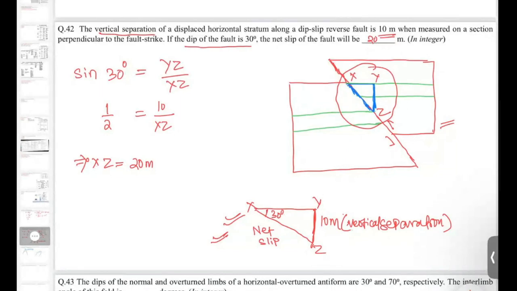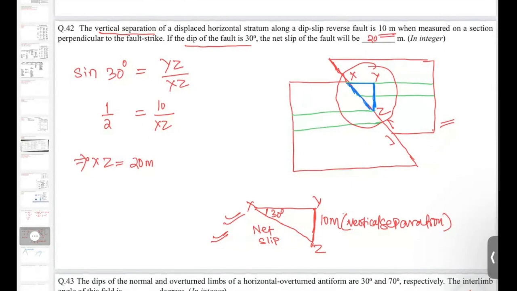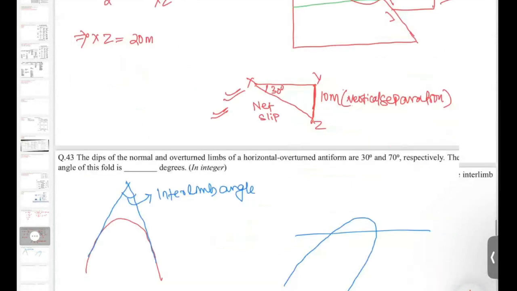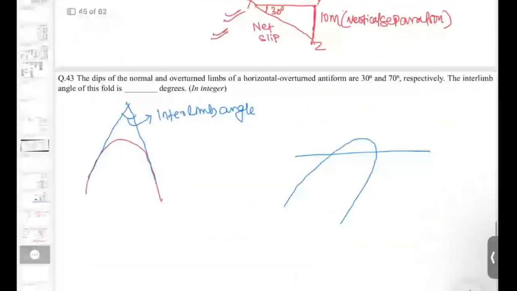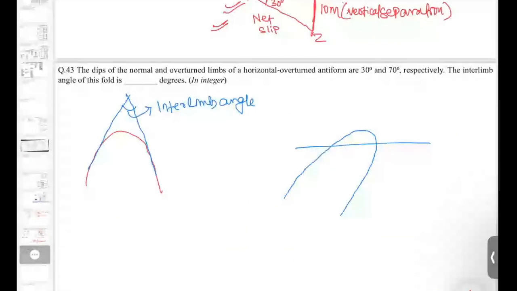Okay, have you understood? Yes, sir. Yes, sir.